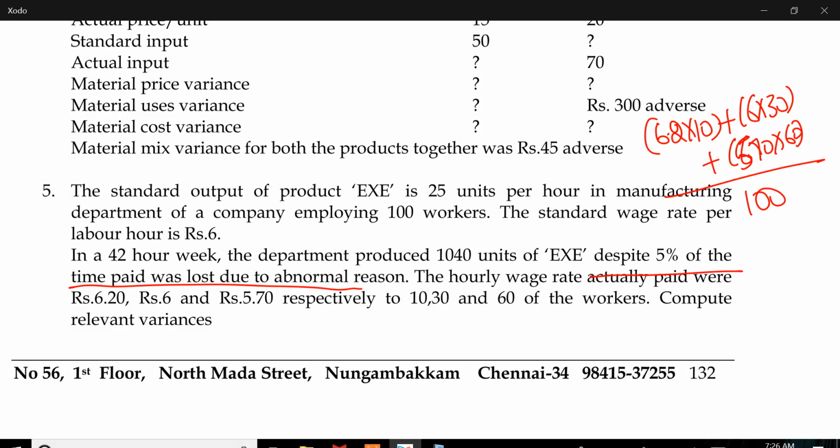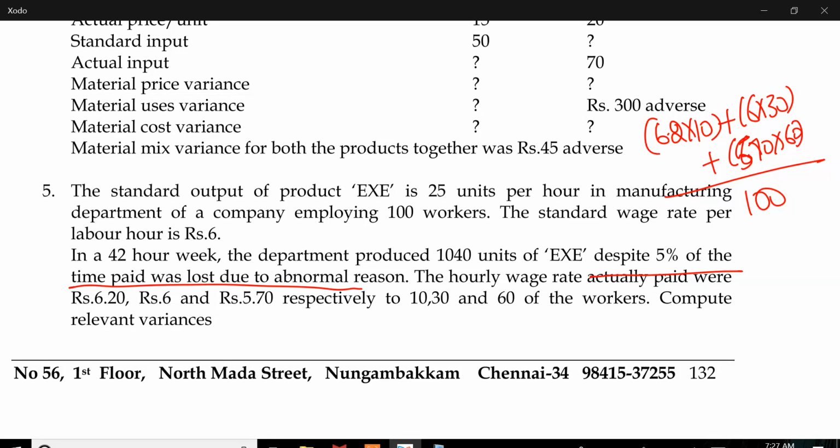Any doubts in this? What is actual hours, AH? 42 hours. In a 42-hour week, the department has produced, right? AH equal to 42. What is AH? Can you again see the question? No, not that 5% adjustment. That I have removed. Let's ignore that. It's not 42.